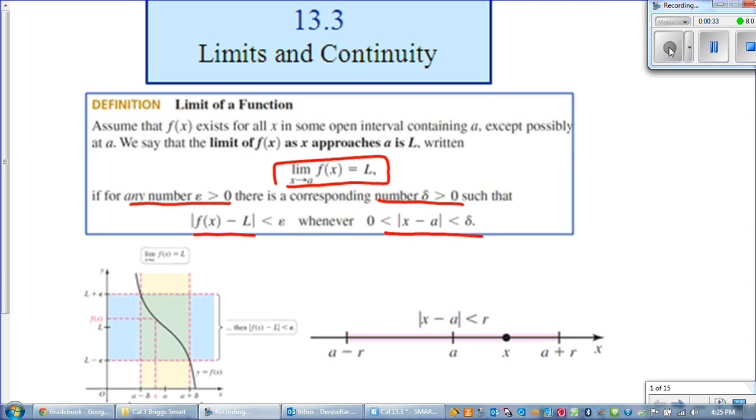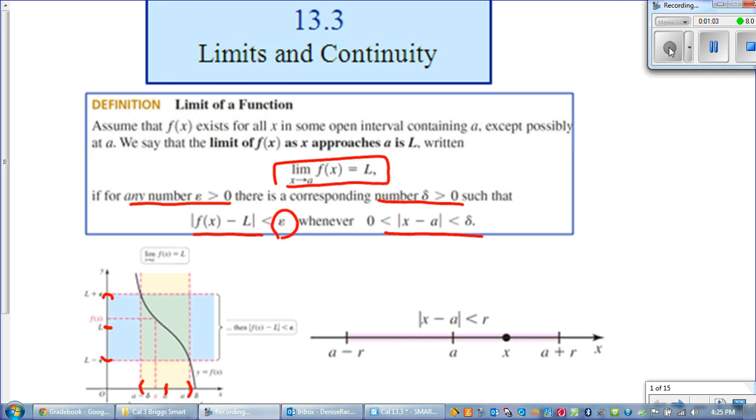the distance between f of x and the limit L, so the y value, will be less than that epsilon value. So in other words, given a specific epsilon, so here's our limit L, this is L plus epsilon and L minus epsilon, we can choose a specific distance from A, so we'll call it delta. So this is A minus delta, this is A plus delta.